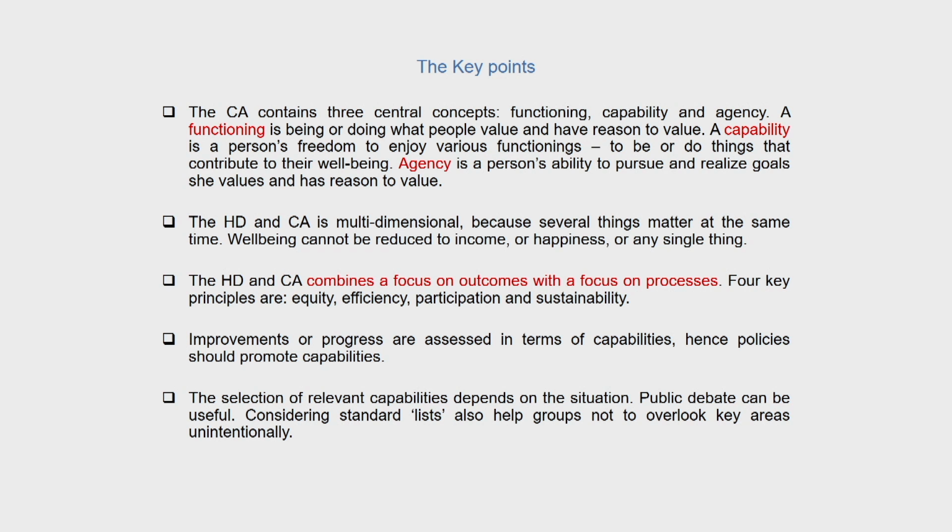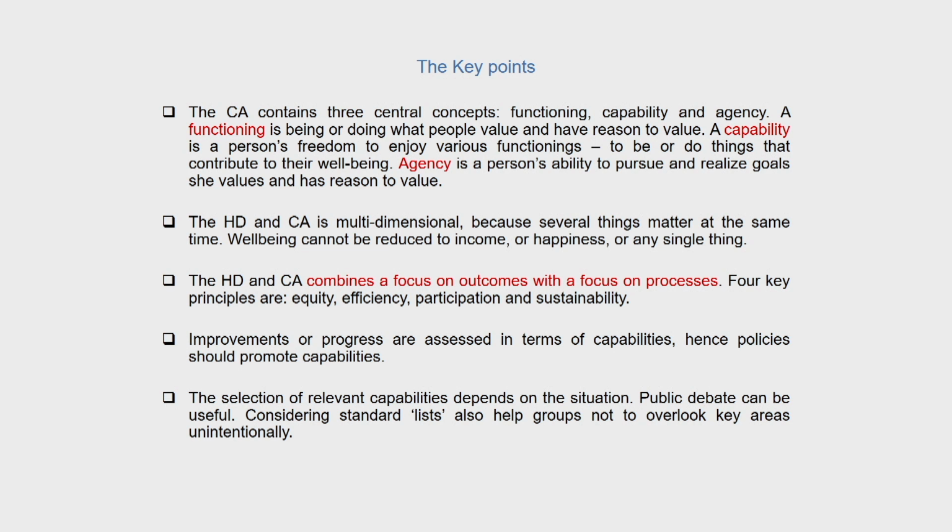So to conclude this lecture, let us look at some of the key points of the approach that we have discussed so far. The capability approach contains three central concepts: functioning, capability and agency. Functioning is being or doing what people value and have reason to value. Capability is a person's freedom to enjoy various functionings, to be or do things that contribute to their well-being. Agency is a person's ability to pursue and realize goals she values and has reason to value.